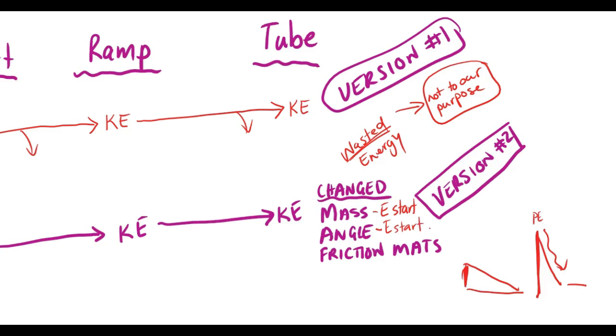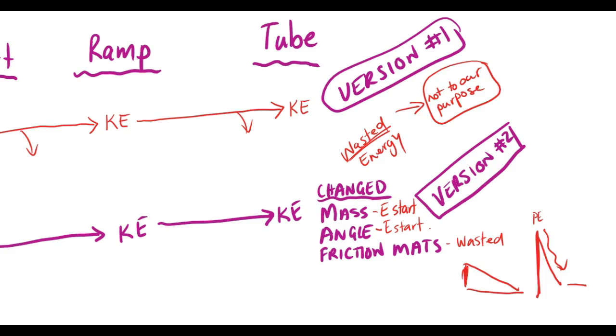Last but not least, friction mats. We put them in there quite specifically to slow the marbles down. Why? Because I had marbles going so fast that they were actually shooting off the marble run before they even got to the bottom, and we had marbles flying everywhere, so we had to slow them down. We had to steal some of their energy. So friction mats actually affect how the energy is wasted.